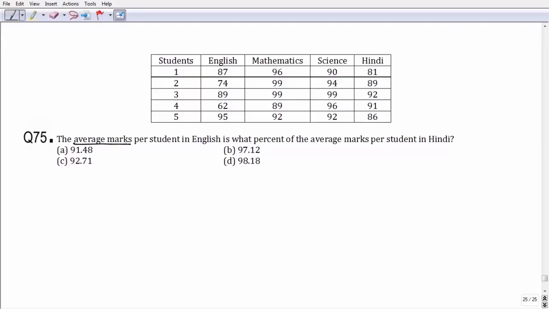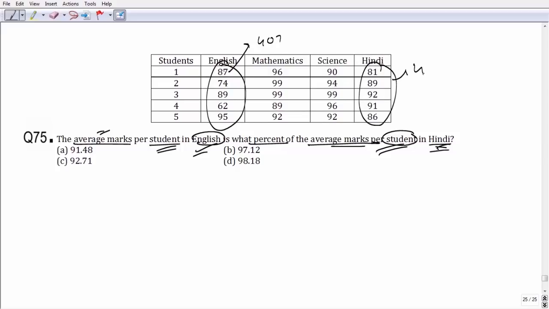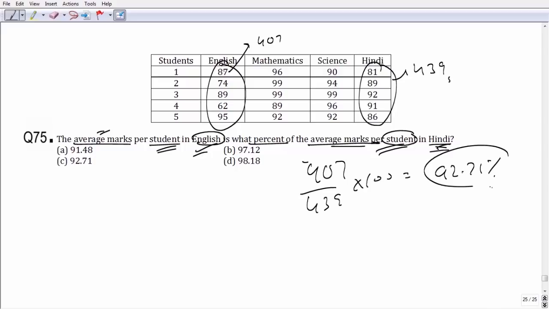It says that the average marks per student in English is what percent of the average marks per student in Hindi. Now since the number of students are same for both the sections, so rather than going for the average marks, we can even calculate the percentage based upon the total marks of English and Hindi. Now talking about English, the total marks for English are 407, and for Hindi the total marks are 439. So with this, the required percentage would be 407 divided by 439 into 100, which leaves 92.71% as your answer and option number C as the correct option.